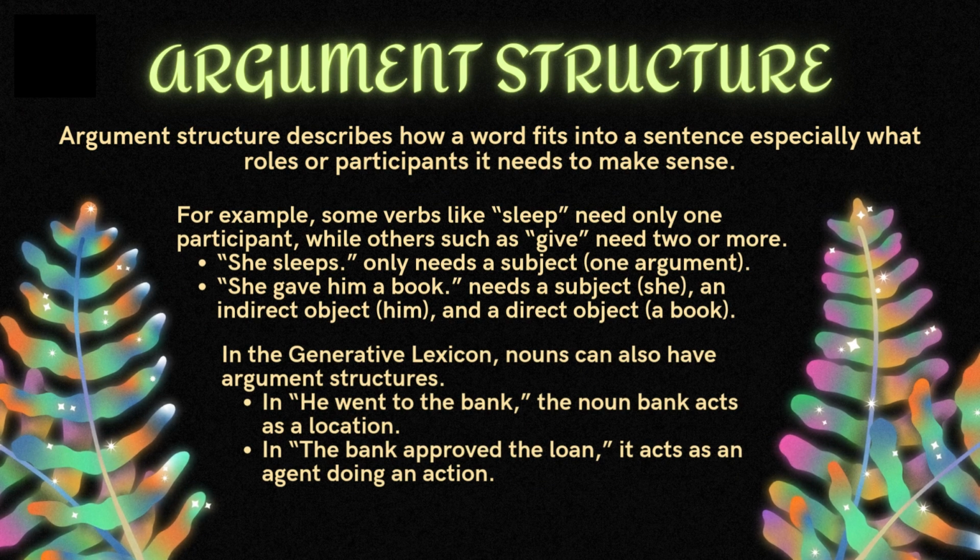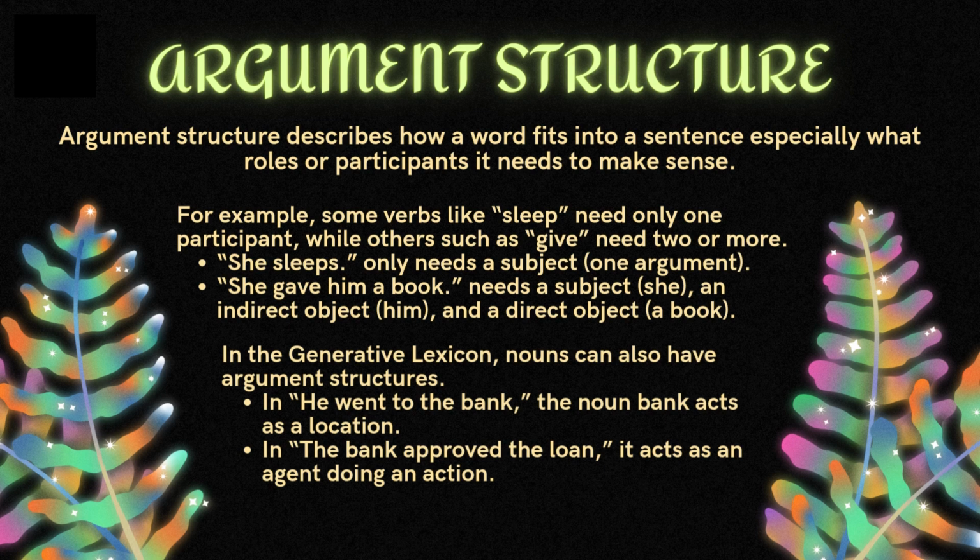Argument structure describes how a word fits into a sentence, especially what role of participants it needs to make sense. For example, some verbs like sleep need only one participant, while others, such as give, need 2 or more. This means that verbs like sleep can be understood on its own, while verbs like give need other words to help convey its meaning, because we wouldn't understand if someone just says she gives, unless it's a Gen Z trying to say something like it's giving, with the intention of saying that they are able to give the word that they want.